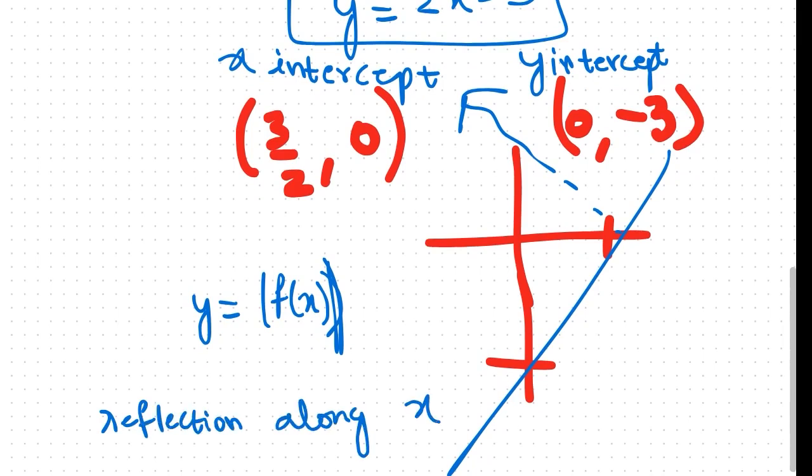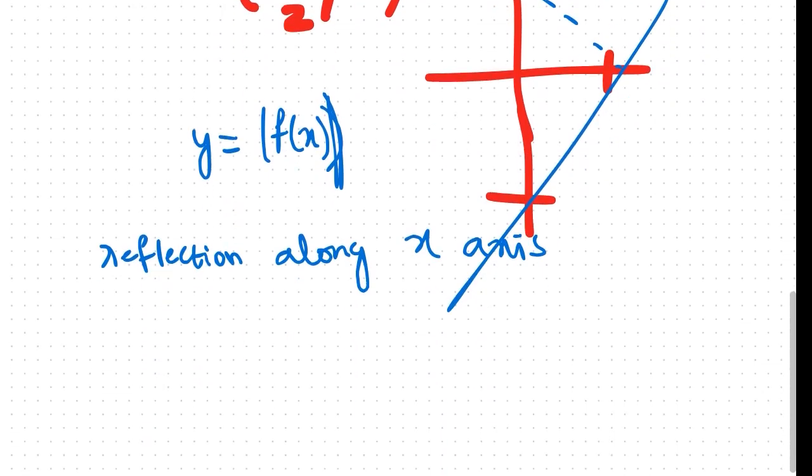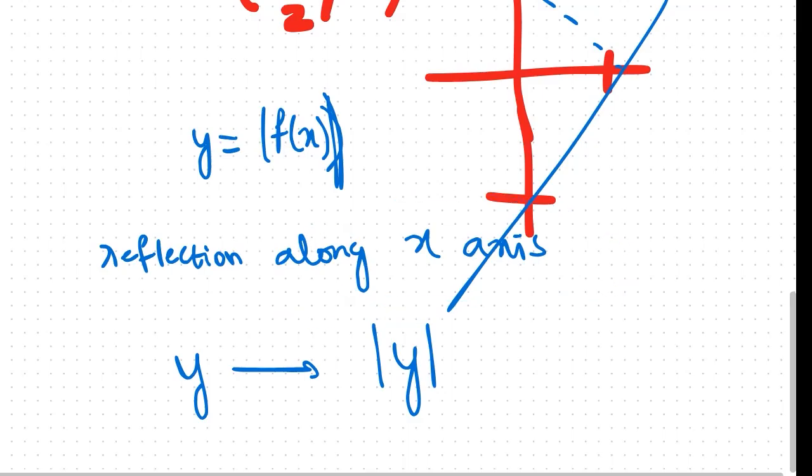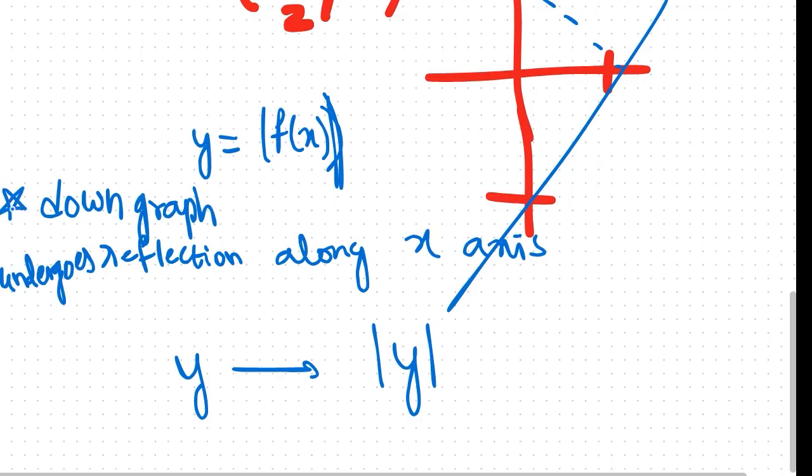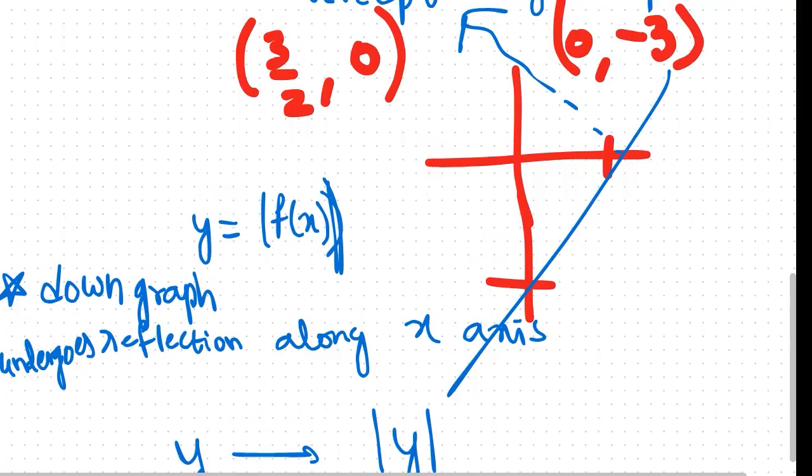See, y became the absolute value of y. That means a reflection along the x-axis. Whatever is down gets reflected up. The part of the graph that is down undergoes reflection along the x-axis. Do you understand this point so far?